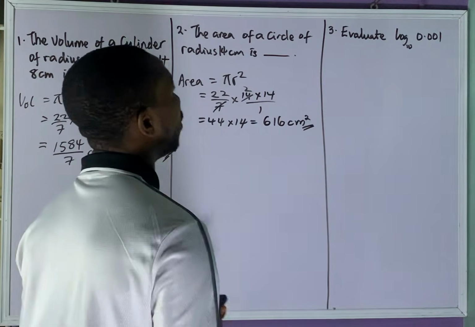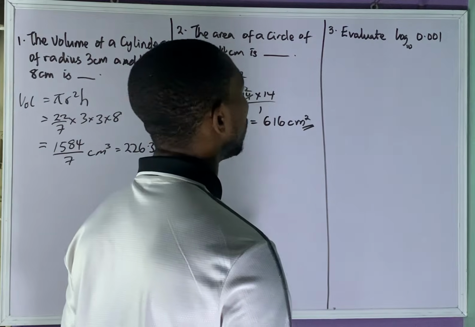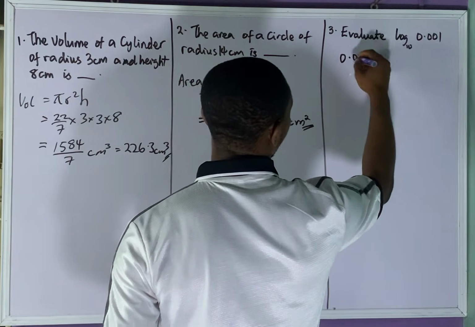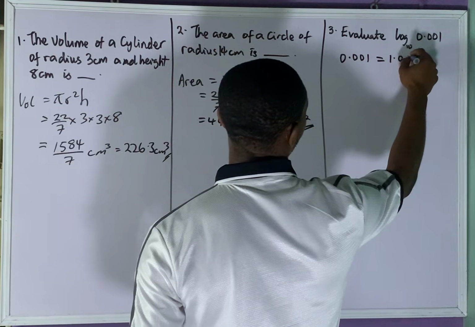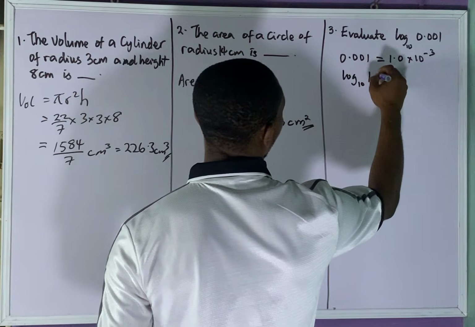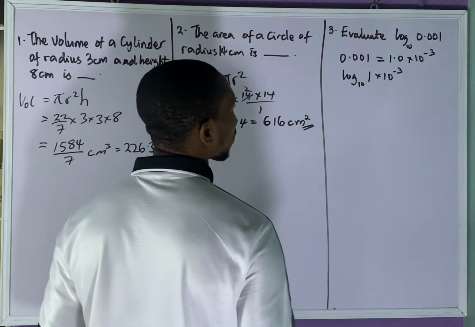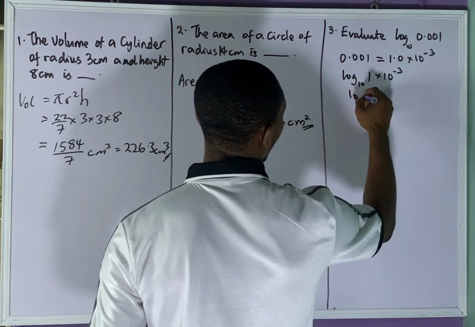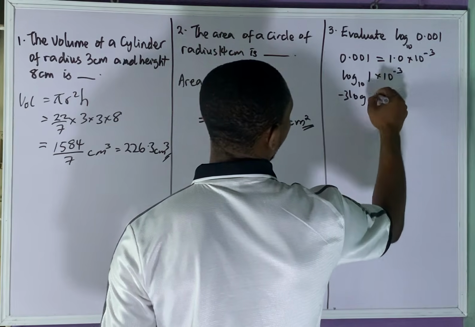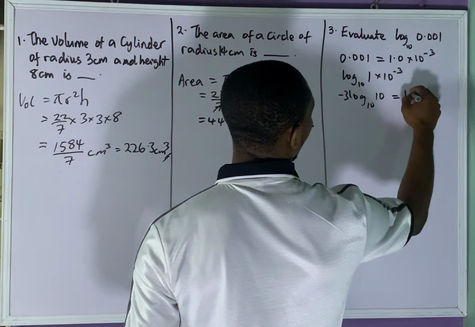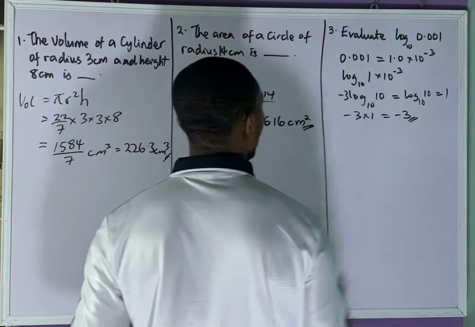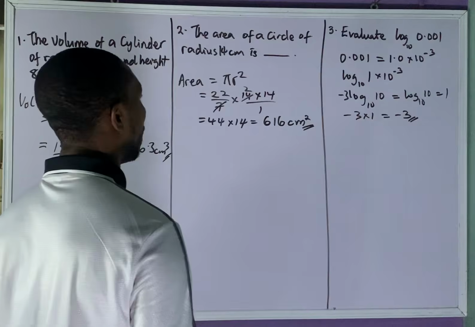And the third one says evaluate log 0.001 base 10. Rewriting 0.001, it will be 1.0 times 10 raised to the power minus 3. So this is like saying log base 10 of 1 times 10 raised to the power minus 3. So this becomes log 1 plus minus 3 log 10. Log 10 is 1, so this becomes minus 3 times 1, which gives us minus 3. So our value for that will be minus 3.